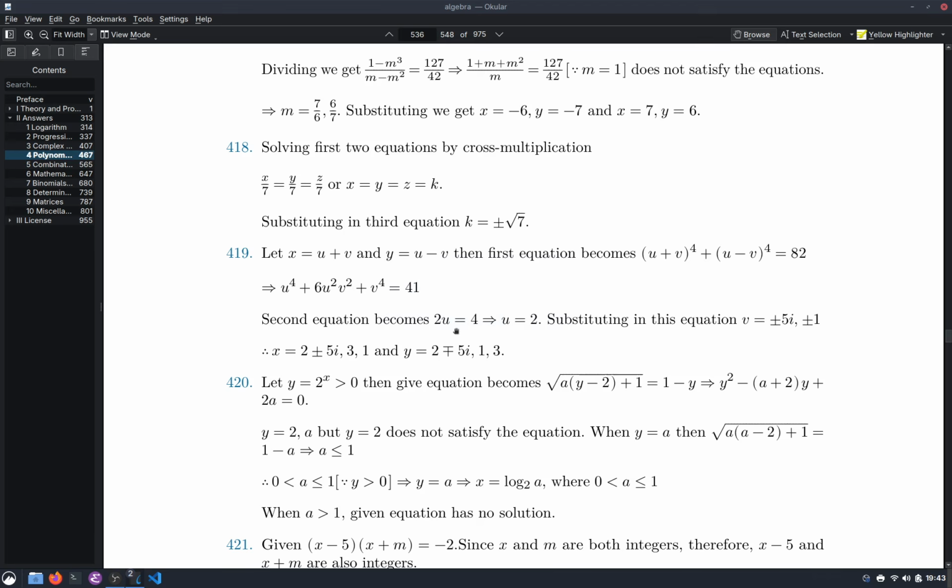Now the second equation becomes 2u is equal to 4, so u is equal to 2. Once we have u, we plug this in this obtained equation and we get v is equal to plus minus root 5 and plus minus 1. Once we have v and u, we get to know the x. So our x becomes 2 plus minus root 5, 3 and 1. And y becomes 2 minus plus root 5 and 1 and 3.